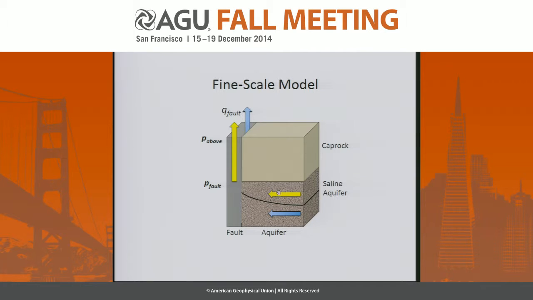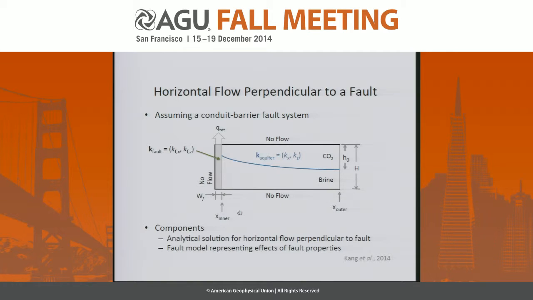So first, I'm going to briefly talk about characterizing, defining the flow field to the fault. Two speakers before, the first speaker talked about the different fault systems, conduit systems, barrier systems. What I'm considering here are conduit barrier fault systems. However, I can extend this to look at conduit systems as well. So a conduit barrier system.